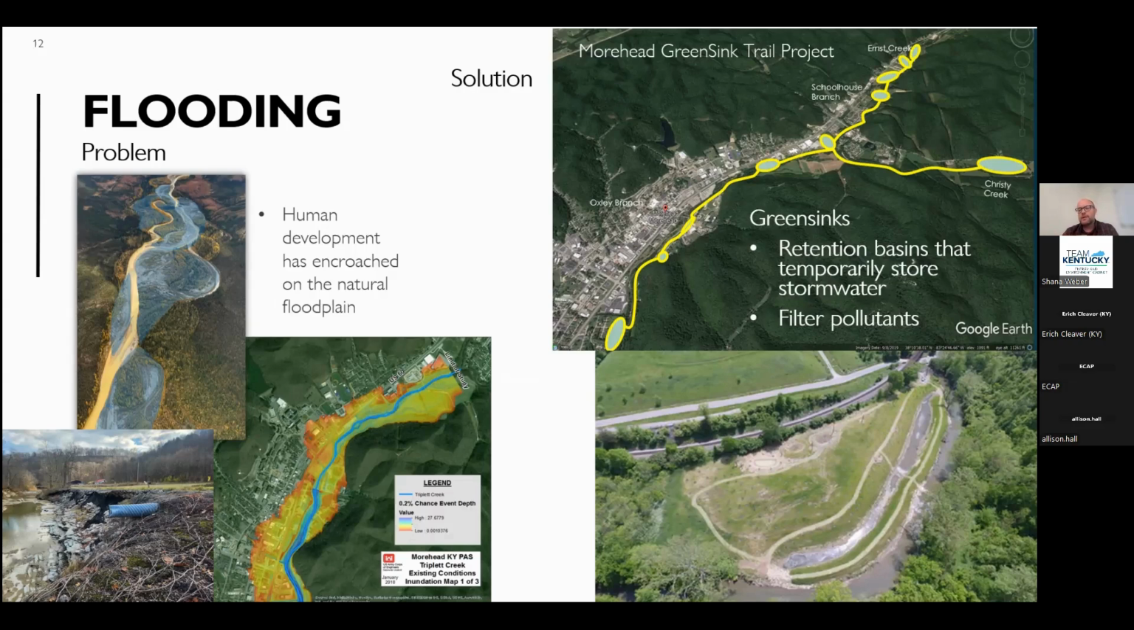The one you see down in the bottom right, that is on Banklick Creek in northern Kentucky. And then the image above that is kind of our plan for the Moorhead Green Sink Trail. I think there's funding for the two bottom left basins, with the rest of it hopefully to be filled in over the next 10 years or so.